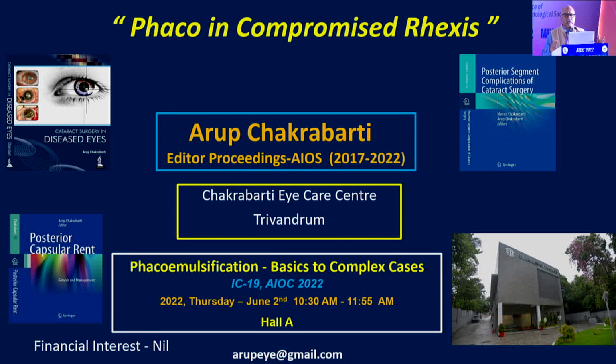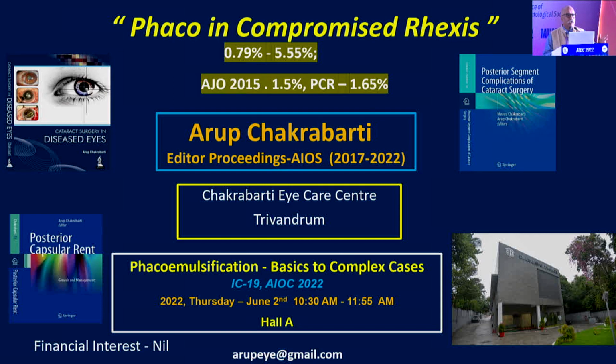A safe and effective phacoemulsification requires an intact rhexis. However, it has been noticed that in about 0.79 to 5.5% of situations, the rhexis is compromised. In fact, in one article from Moorfields published in the American Journal, the incidence was 1.5%, and 1.65% of those cases went on to have a posterior capsular rent. So it is not a very common phenomenon. In fact, I have not encountered this situation for the last 2 years, but it can happen.